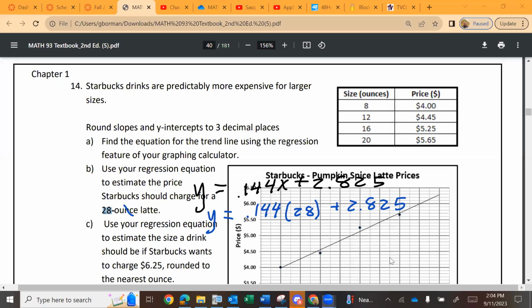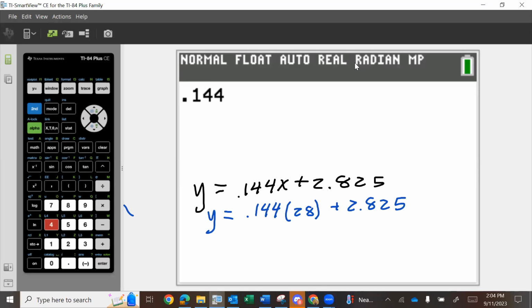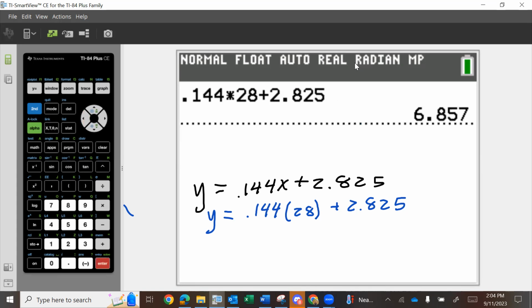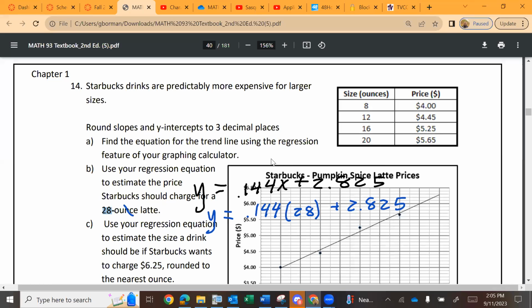Anyway, let's actually figure that out. So I'm going to go 0.144 times 28 ounces plus a base cost of $2.825. Okay. So $6.86. That would be it for part B. $6.86 would be our estimate. Does that seem reasonable? Yeah. I figured $6.50, maybe a little more, kind of winging it. So yeah, that sounds good.